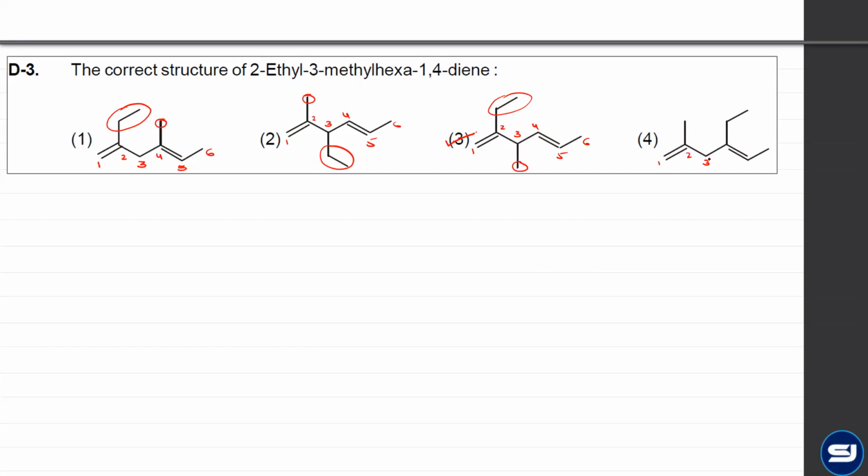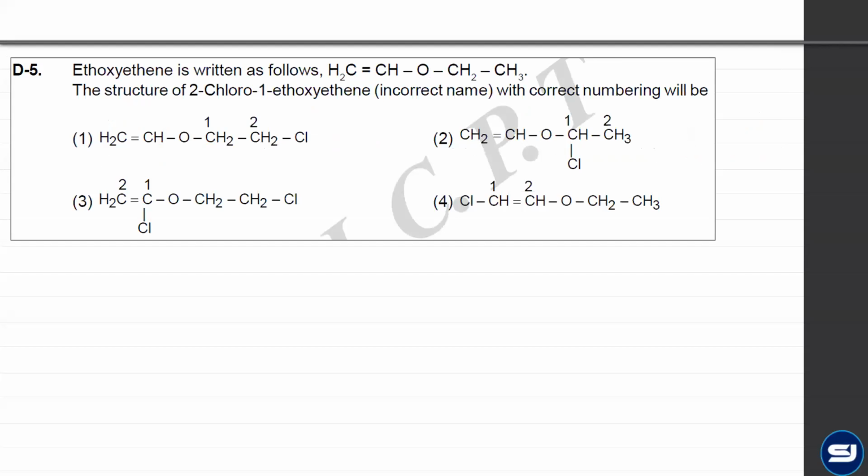Yes, sir. और यहाँ पे देखोगे तो 2 पे मिथाइल है और 4 पे इथाइल है. So I hope the bond line formula is clear to everyone. Yes? Yes, sir. Next.